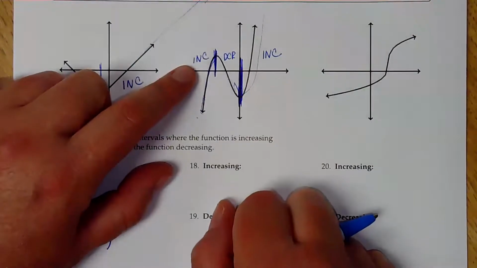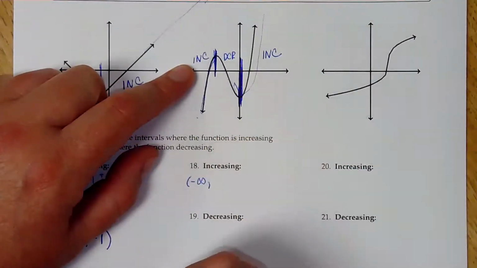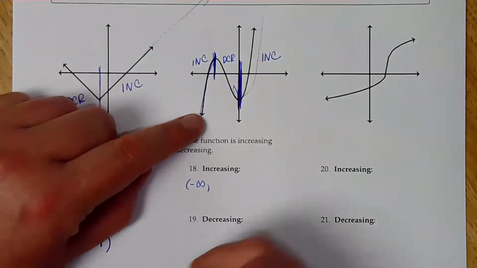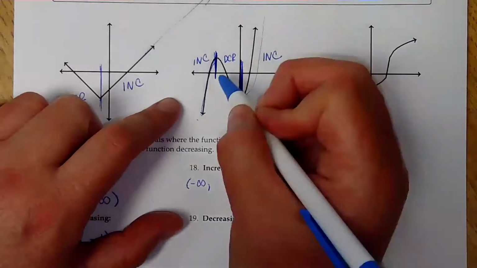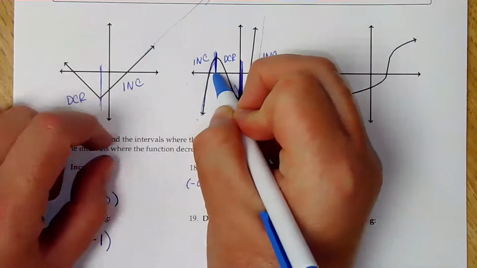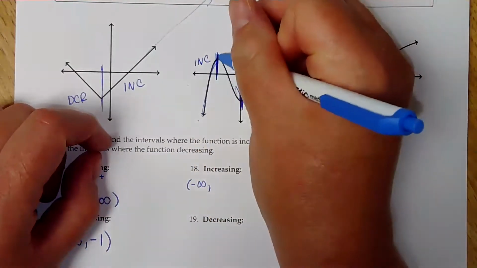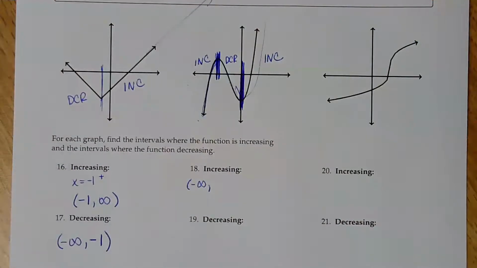So this increasing interval starts at negative infinity. And we know that with this arrowhead here, it's just going to keep going, going, going. So that's where I'm getting that negative infinity from. And it looks like it's going to go until about negative 3. So maybe, I don't know if that's a negative 3 or a negative 2.5, somewhere in there. Either one of those answers would be fine.